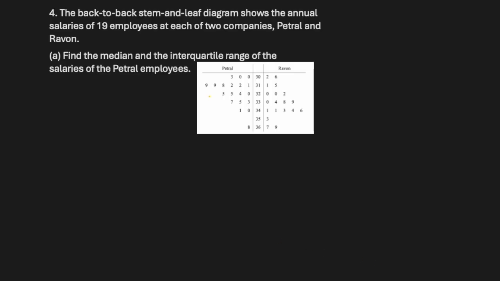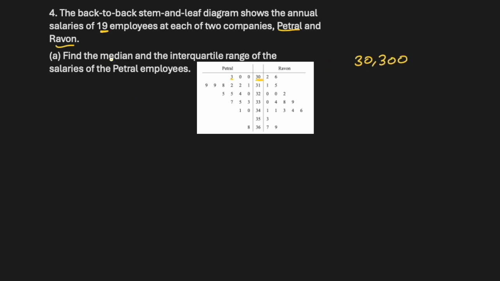Question 4. The back-to-back stem and leaf diagram shows the annual salaries of 19 employees at each of the two companies, Petrol and Raven. Find the median and IQR of the salaries of the Petrol employees. So the key here is that this means 30,000 and these are hundreds. So if say 30 and 3, it becomes 30,300. That's the key they gave.